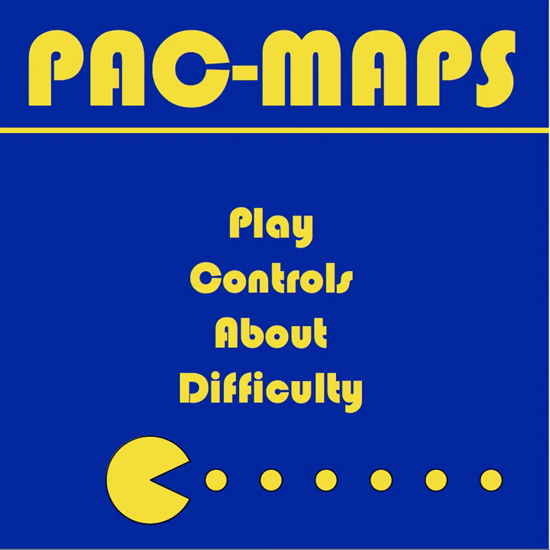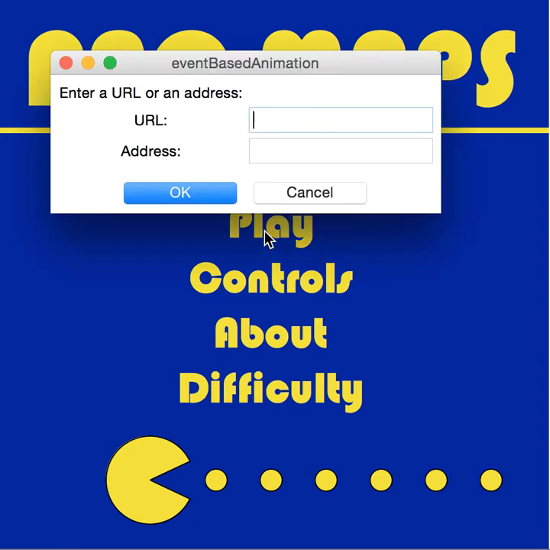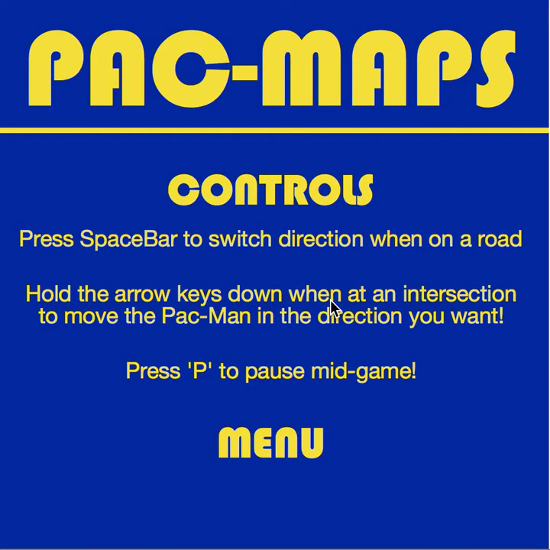Pac-Maps is a program that gives the user the freedom of playing Pac-Man wherever there are roads in the world. Now, starting with the basics, the user will have the option of either entering a URL or an address at which they'd like to play Pac-Man. The URL will have to come from google.com/maps, whereas the address is the location of any place that they'd like to play Pac-Man on.